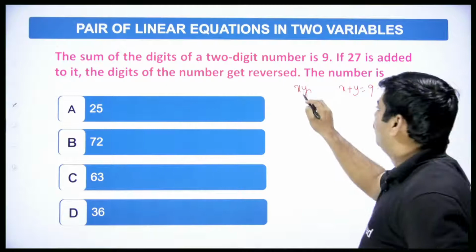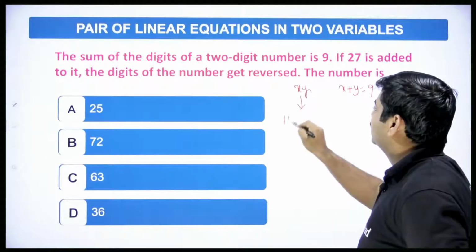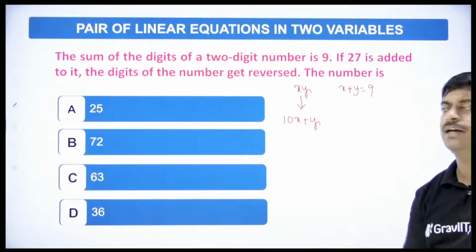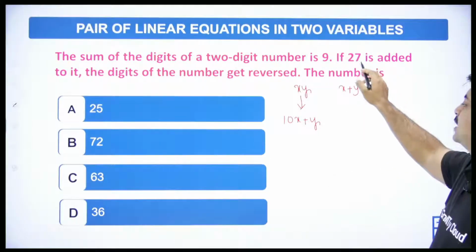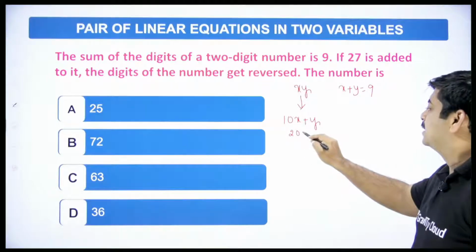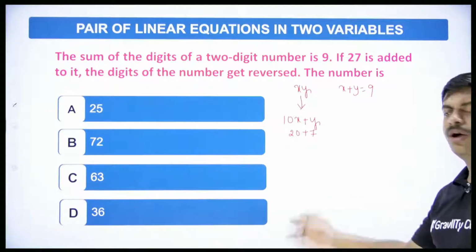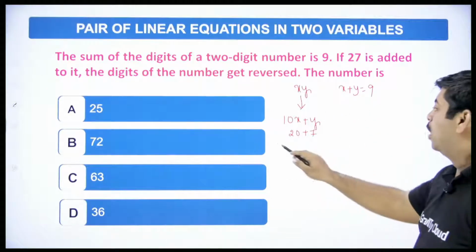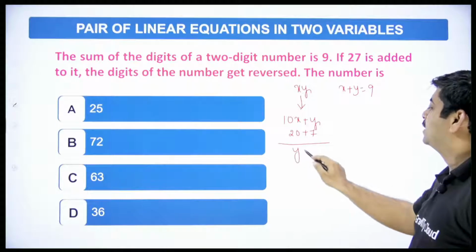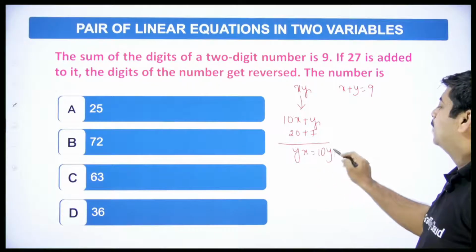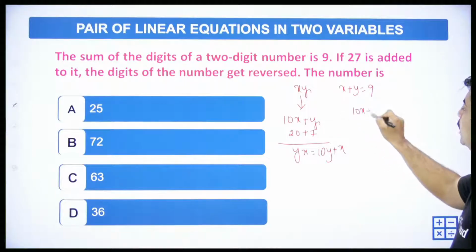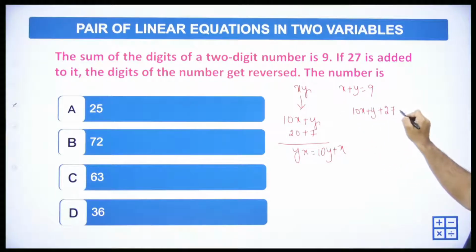Okay. So what happened to xy? Xy is actually 10x plus y, right? Because x is in tens place, you know the place value. If 27 is added, 20 plus 7 is added to this number, the digits of the number get reversed. Now, the number becomes yx, that means it becomes 10y plus x. So the first one we have is 10x plus y, plus if you add 27, you will get yx, which is 10y plus x.